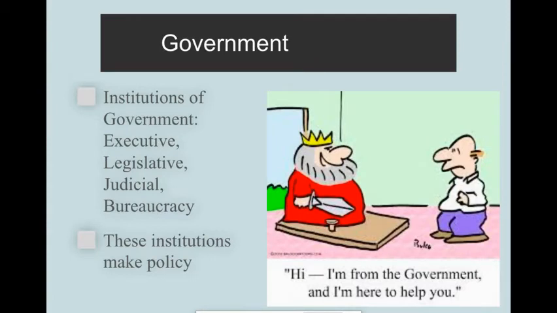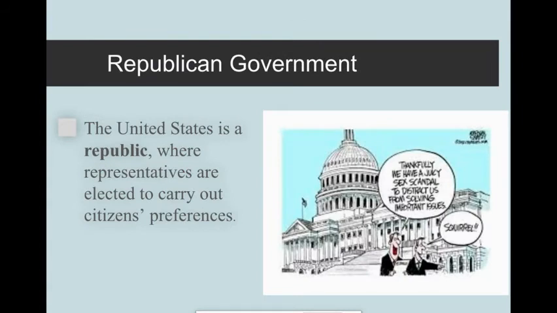All right, so government. Government is essentially the institutions. It's the executive branch, the legislative branch, the judicial branch. It's the bureaucracy that actually runs everything, okay? It's these institutions that make the policy. So that's government. What you need to remember is that we are a Republican government, and by that I don't mean the party. I mean we are a republic where representatives are elected to carry out citizens' preferences.